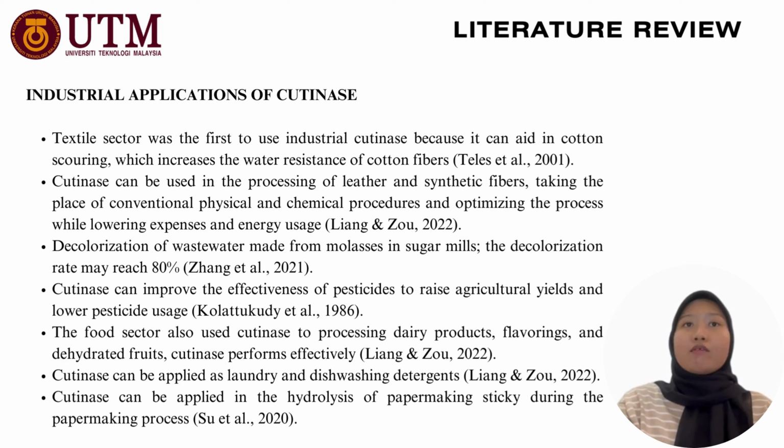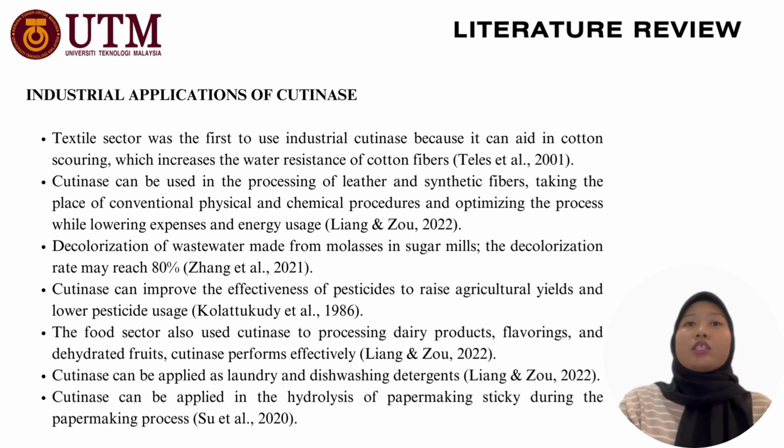For the literature review, these are the industrial applications of cutinase that have been done in the past. First, the textile sector was the first to use industrial cutinase because it can aid in cotton scouring, which increases the water resistance of cotton fiber. And then cutinase can be used in the processing of leather and synthetic fiber, taking the place of conventional physical and chemical procedures and optimizing the process while lowering expenses and energy usage.